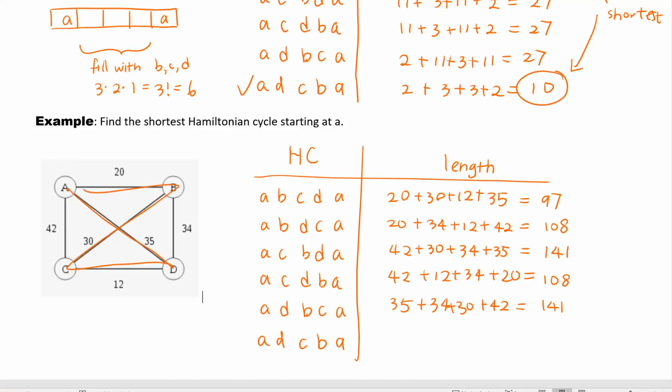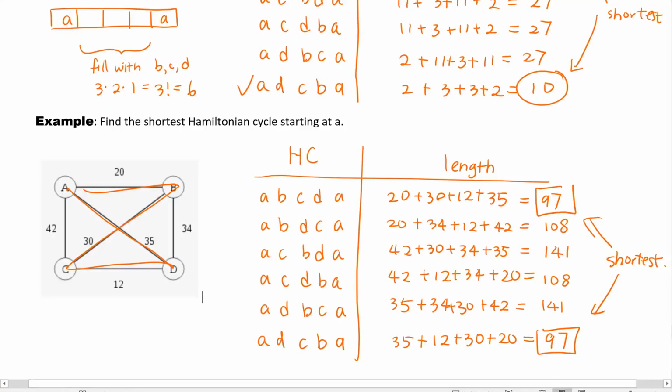ADCBA. That is AD 35, DC 12, 30, 20. And our answer is 97. So, oops, these two are the shortest. Okay, they're just reverse direction. So far, so good, everybody?